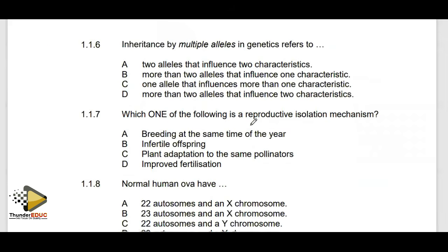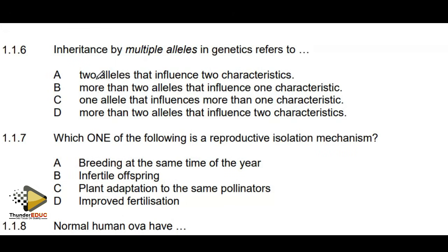Then they are saying that inheritance by multiple alleles in genetics is referred to as: 2 alleles that influence 2 characteristics? No. 2 alleles? No, it's more than 2. More than 2 alleles that influence 1 characteristic, this is correct. Those alleles must influence 1 characteristic.